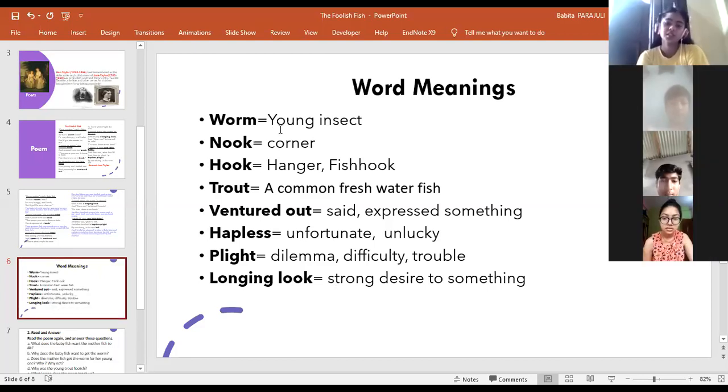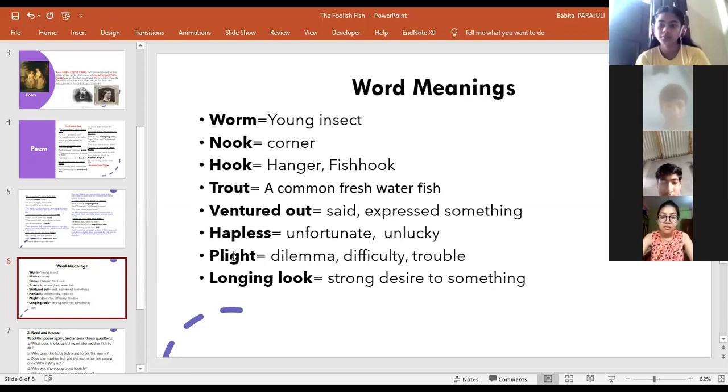Okay, worm means, very simple words are here, I hope. And nook means corner, hook means a kind of anger, right? And especially it is a fish hook, right? And trout means a common freshwater fish. And venture out means to say something, to express something. Hapless means bad, badly. That means unfortunate, or someone who is unlucky.